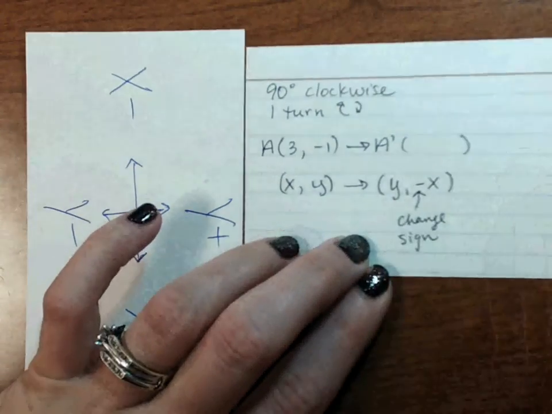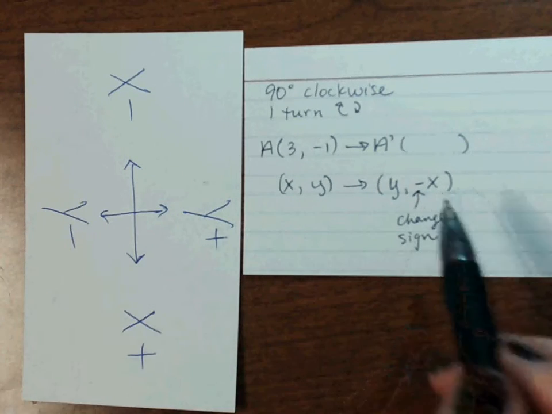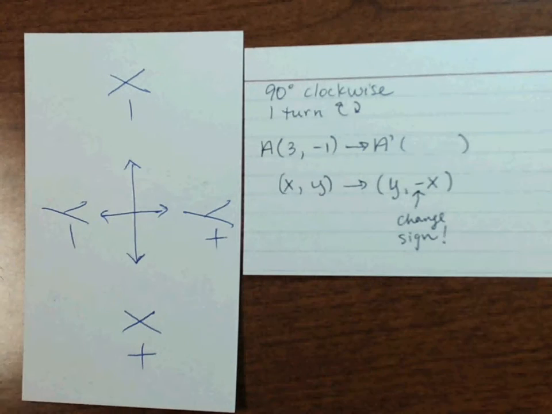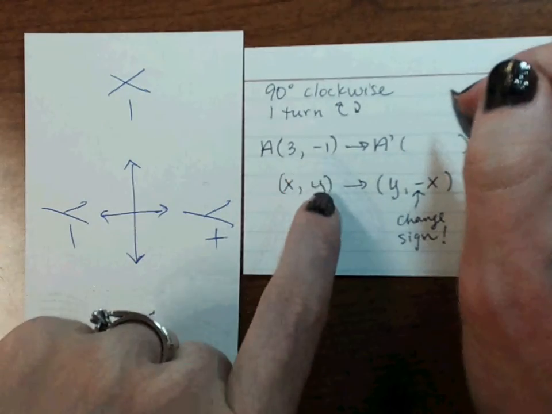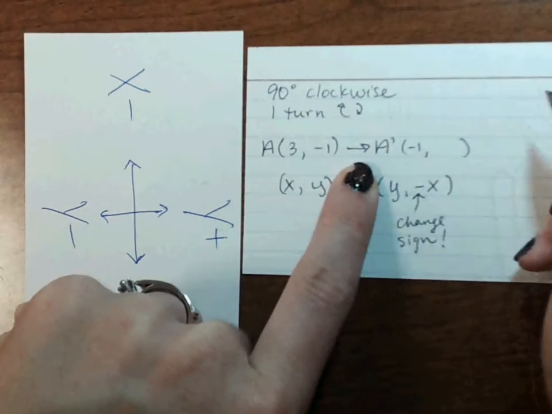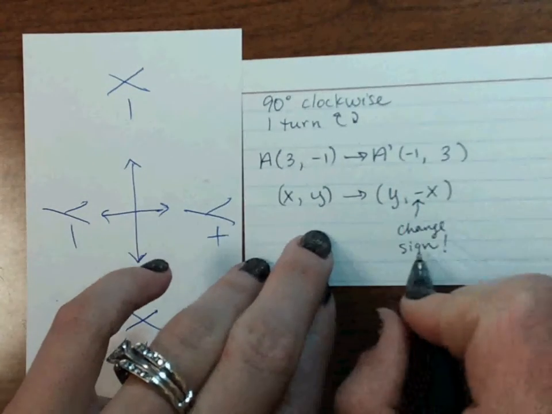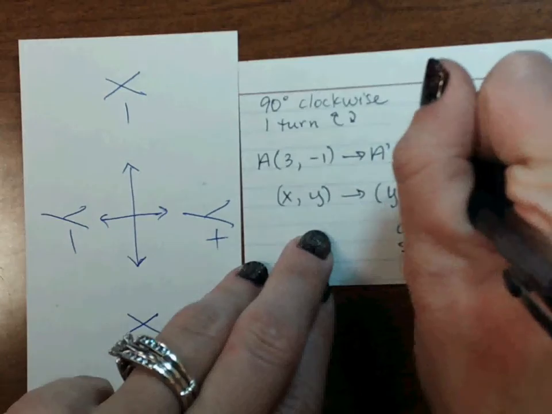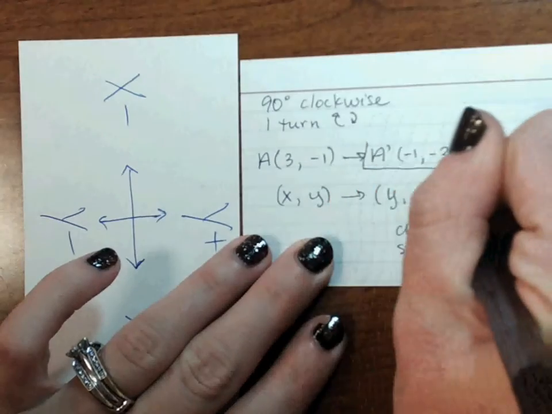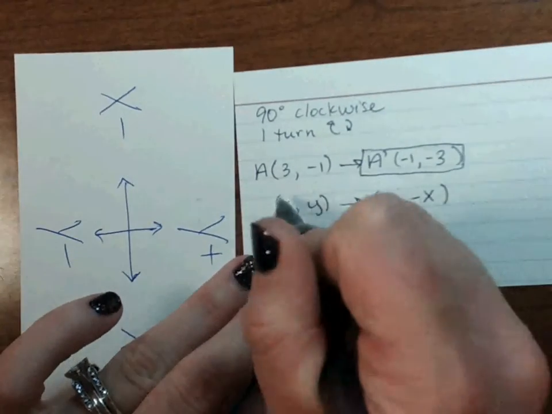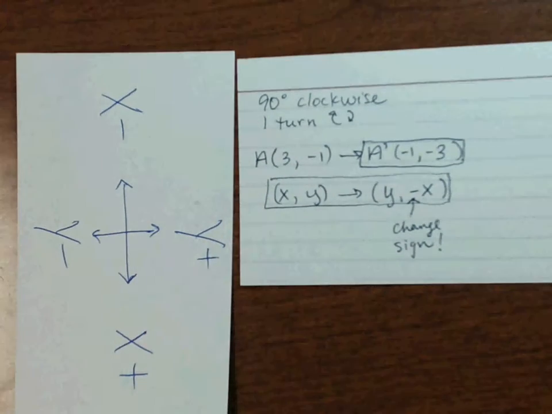One of the biggest misconceptions I see is students will see this negative and they think, oh my gosh, all the x's become negative. Well, that's not always going to be the case. Think of this as it's just changing sign. So that means my y that used to be in the back needs to change places to the front. My x that used to be in the front needs to change places to the back, but it also has to change sign. Since it used to be a positive 3, it now becomes a negative 3. So I now have my new point A prime, and I have my algebraic expression or rule for my rotation.